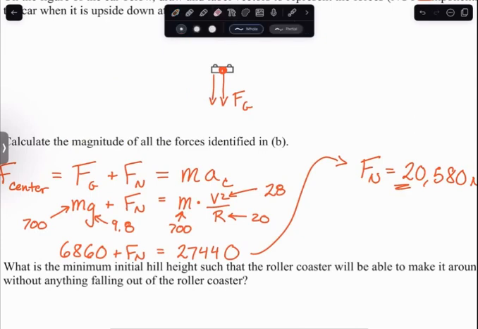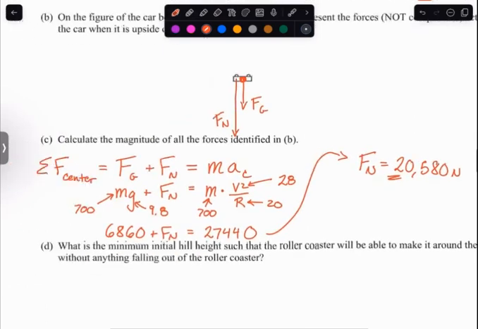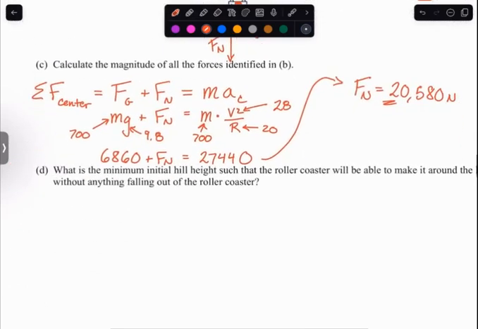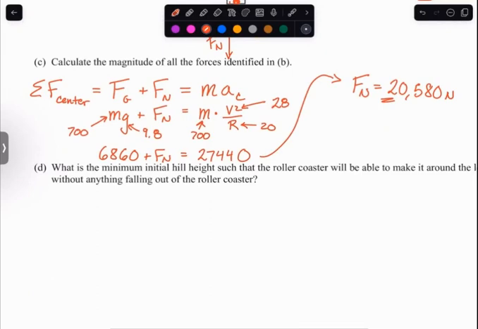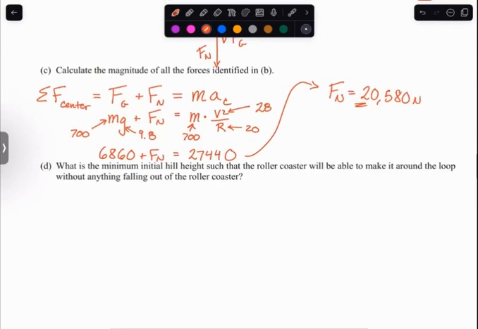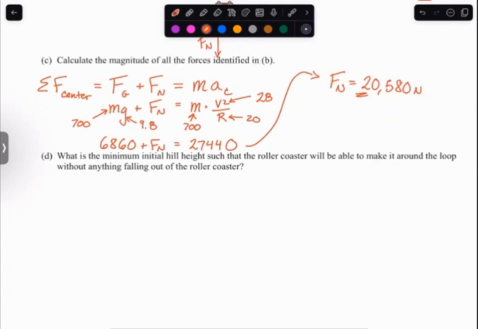Now, what I am going to do though is change this normal force, because this normal force is way bigger than my gravitational force. And then it says, what is the minimum initial height such that the roller coaster will be able to make it around the loop without anything falling out of the roller coaster? At the point at which nothing falls out of the roller coaster, that is your minimum speed at the top. That happens when you do not need a normal force. So that's going to be when there's only Fg.